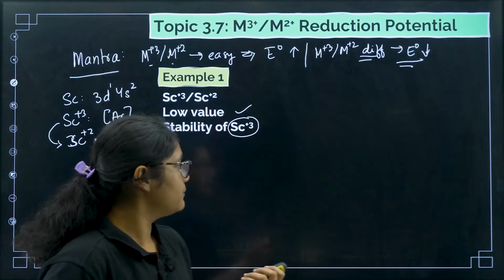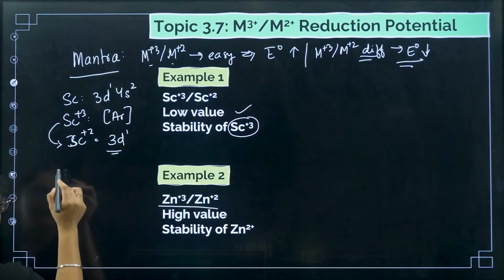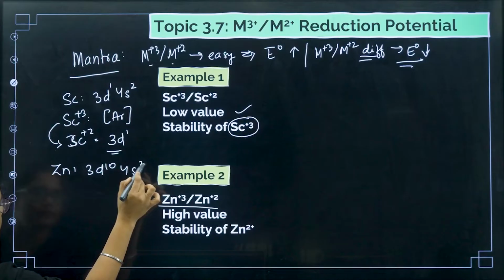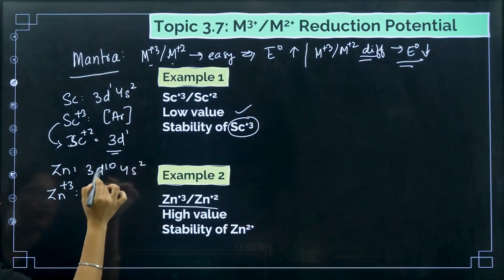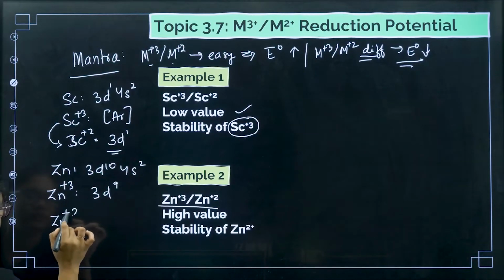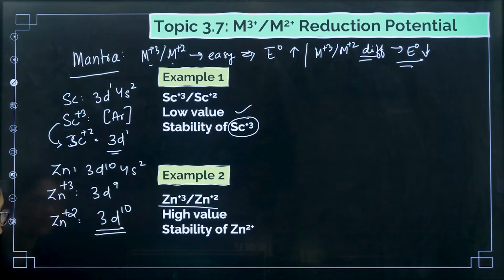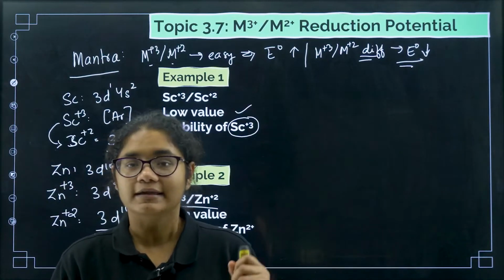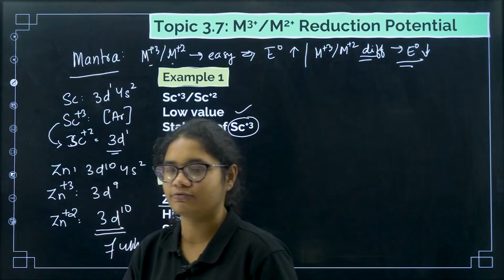Okay. Now coming to the next one, Zn3+ to Zn2+. Let us see. The Zn electronic configuration is 3d10 4s2. Now if I make Zn3+, 3 electrons: 2 electrons will be removed from 4s and 1 electron will be removed from 3d, so 3d9. For Zn2+, 2 electrons will be removed from 4s, so 3d10. Now can you tell me, is there anything special about 3d10? Yes, it is a fully filled configuration, very, very stable, right?